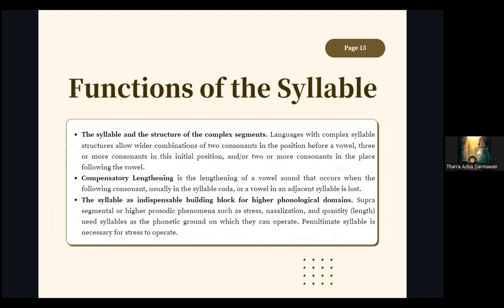And then the fourth is compensatory lengthening. It's a lengthening of a vowel sound that occurs when the following consonant, usually in the syllable coda, or a vowel in an adjacent syllable is lost. And then last is the syllable as the indispensable building block for higher phonological domains. Suprasegmental or higher prosodic phenomena such as stress, nasalization, and quantity or length, the syllables are the phonetic ground on which they can operate. The penultimate syllable is necessary for stress to operate. Next slide, please.